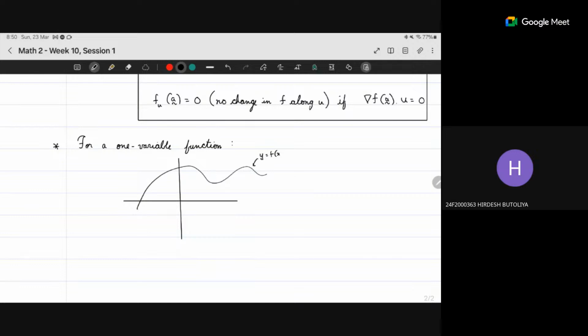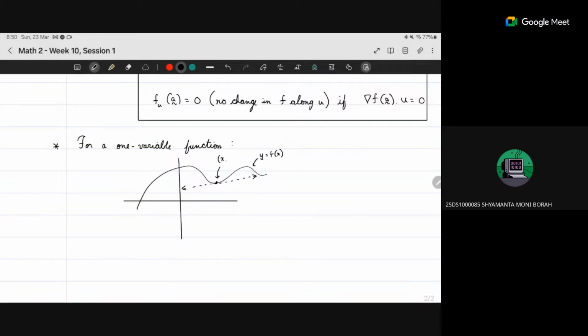So what is the tangent line to this? This is a tangent line at this point, right? The slope of the tangent line is the derivative at that point. Sorry, the tangent line's slope is the derivative. Yes, slope is the derivative. Okay.